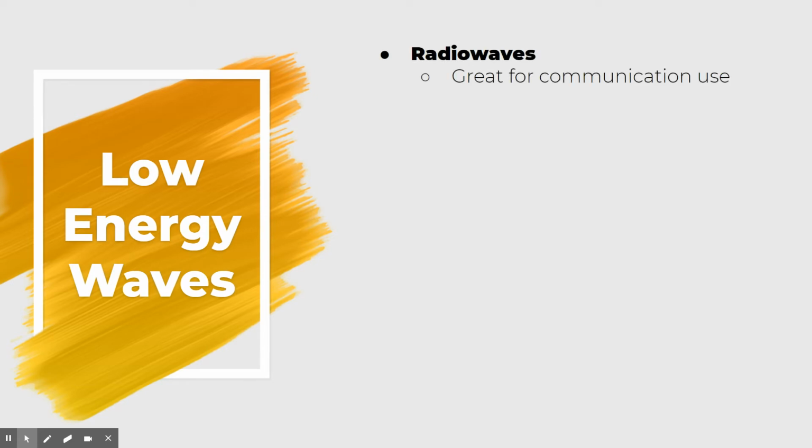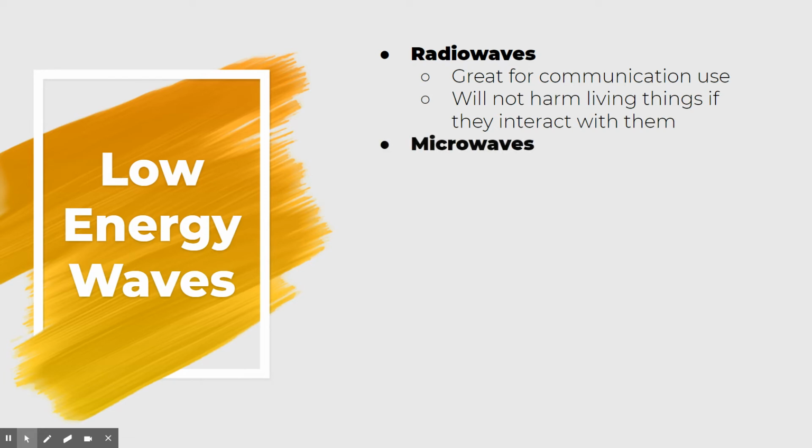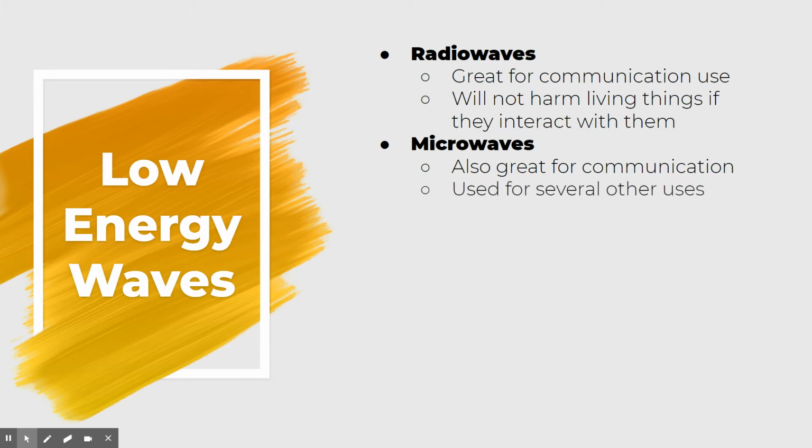Radio waves are obviously great for communication. They can carry information over long distances, and they do not harm living things that they interact with. Microwaves are also great for communication. Your cell phone and many satellites use microwaves to communicate. They're also used for several other things, and obviously heating things like in a microwave oven. Remote sensing, a lot of different things use microwaves to actually send signals. Radar is another example of that.